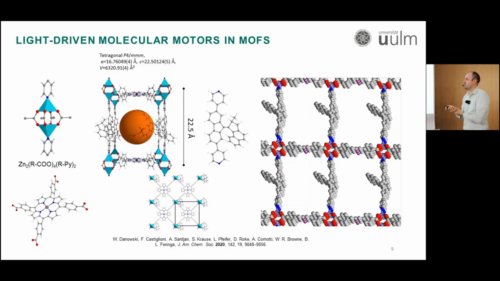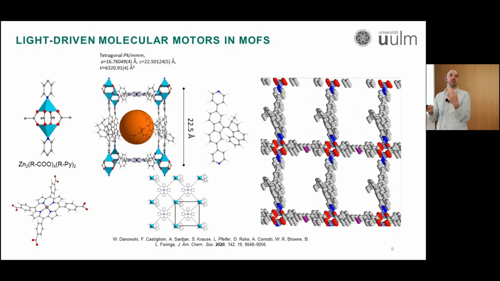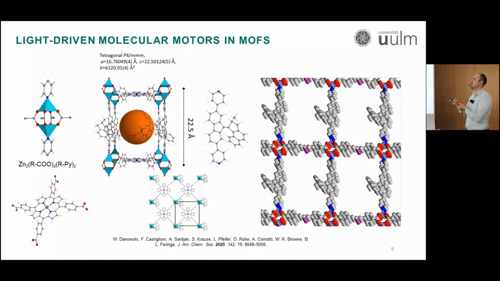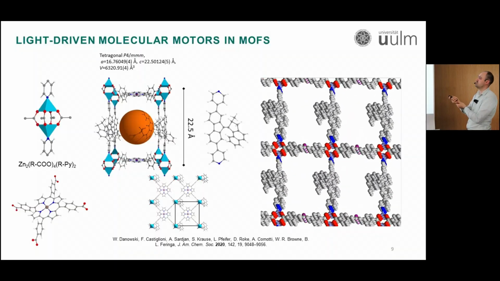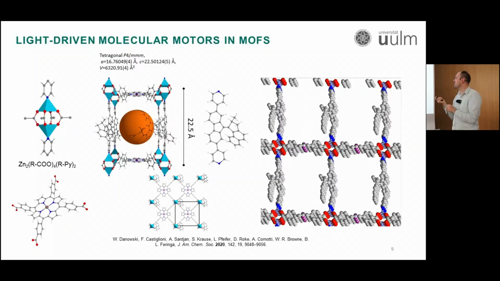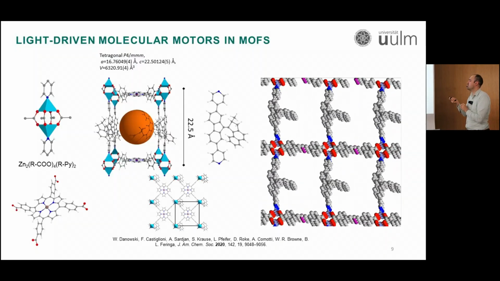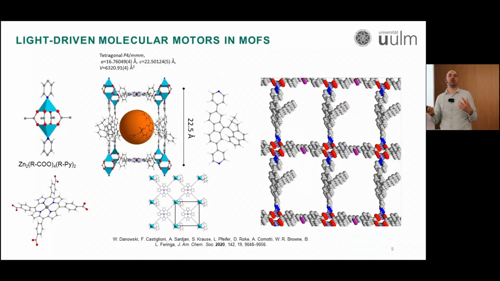Now, another aspect that we currently work on is the incorporation of so-called molecular machines, in this case molecular motors. Now here you can see the molecular structure of such a motor. It has a double bond in the central part here. I will replay this video. And if we irradiate these molecules with light, they start to rotate unidirectionally.